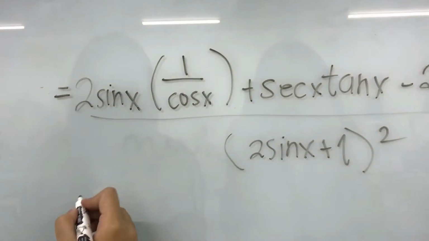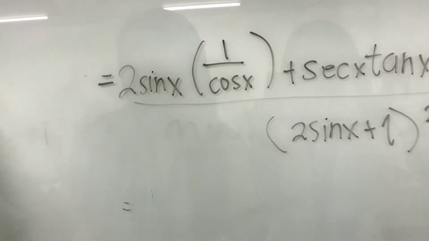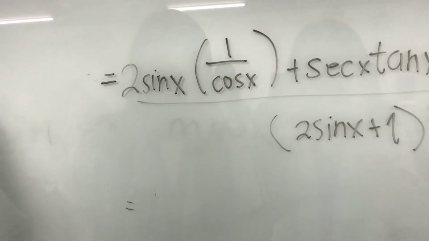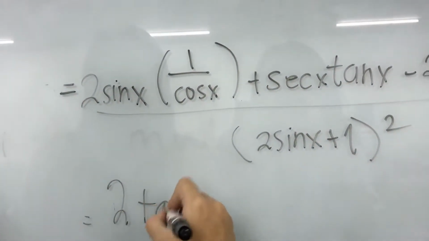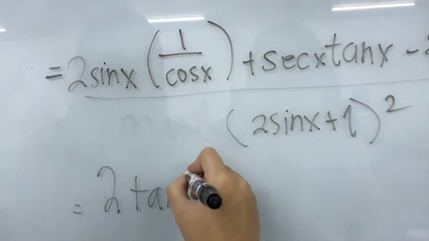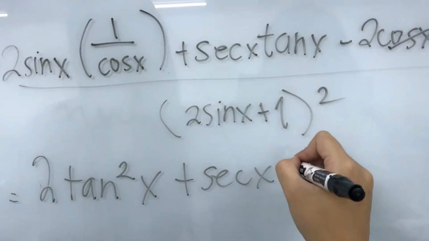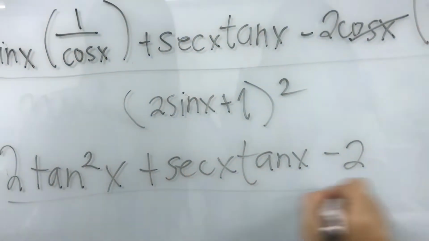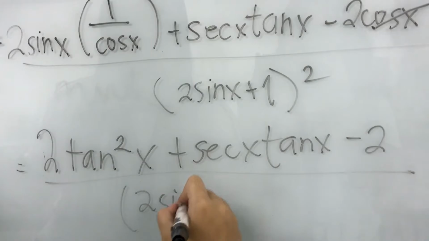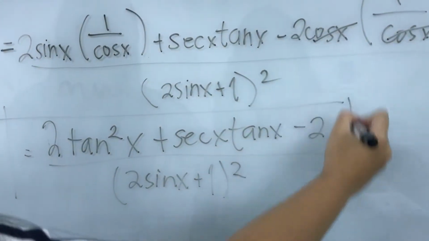In this equation, we can simply cancel out cosine and the other cosine. And in this one, we can simply multiply sine x to the denominator of 1 over cosine x, and it will be 2 tangent x squared plus secant x tangent x minus 2 over 2 sine x plus 1 squared. That's our final answer.